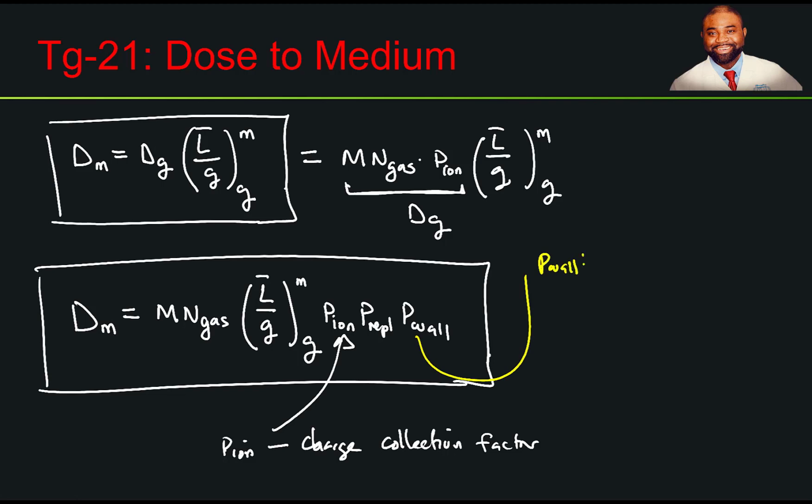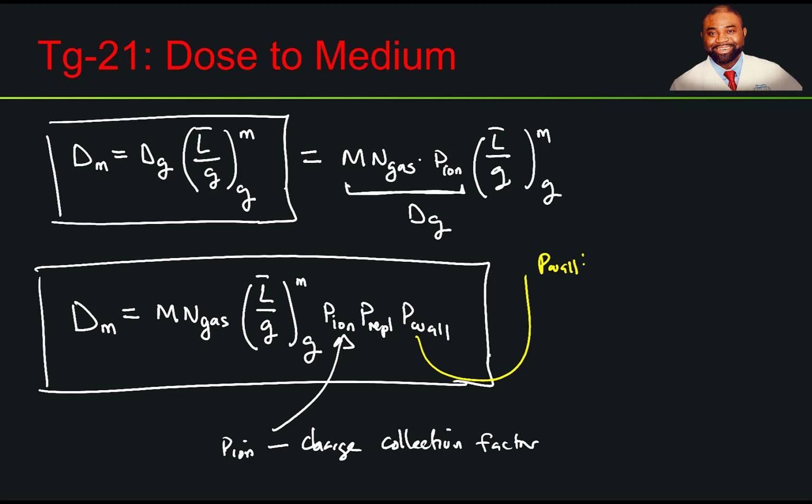P-wall accounts for the fact that the chamber walls are made of a different material from the medium. And because the chamber walls are made from a different material from the medium, the density is different. And because the density is different, the electron fluence in the medium is not equal to the electron fluence in the wall. But if the wall and the medium are equivalent, then P-wall is effectively equal to 1.